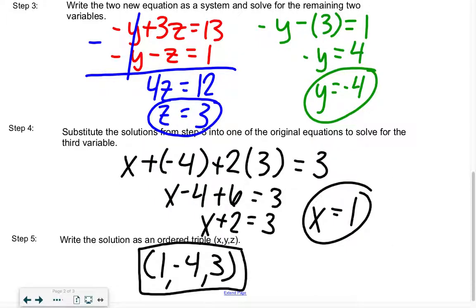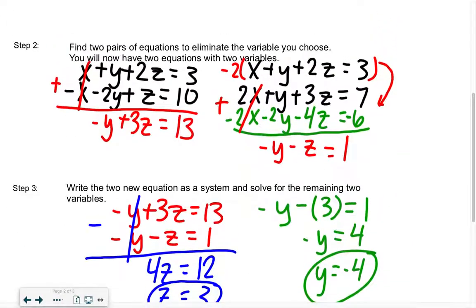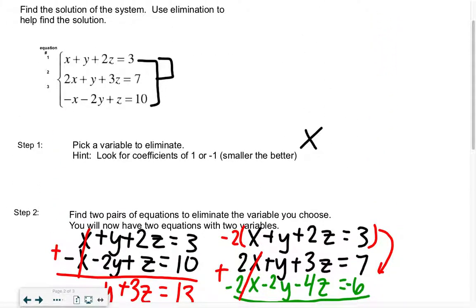Check it. It works. We know it works in the top one, right? 2 times 1, 2. 2 minus 4, -2. 3 times 3, 9. -2 plus 9 is 7. Yup. We know it works there.